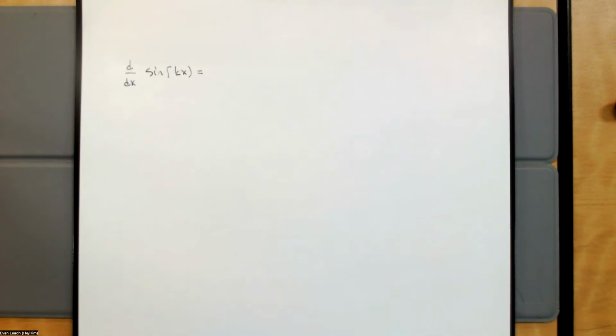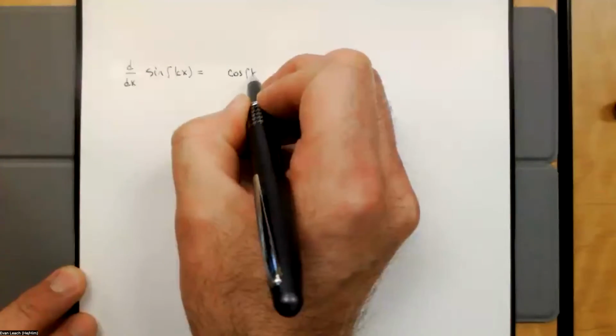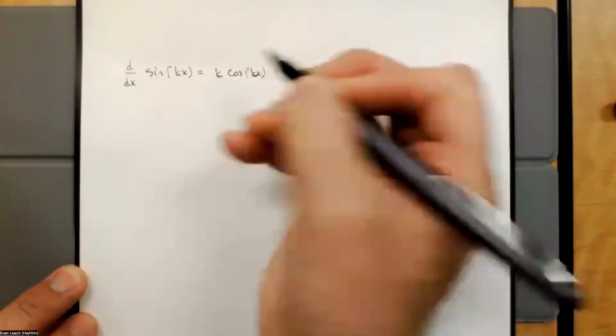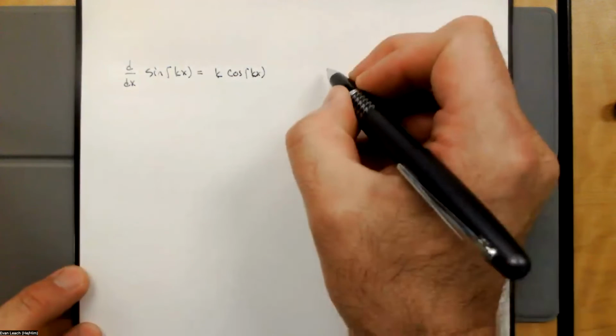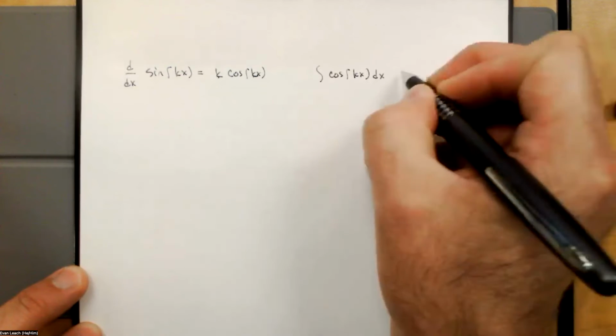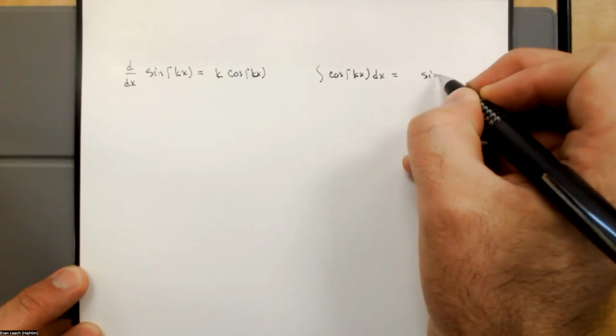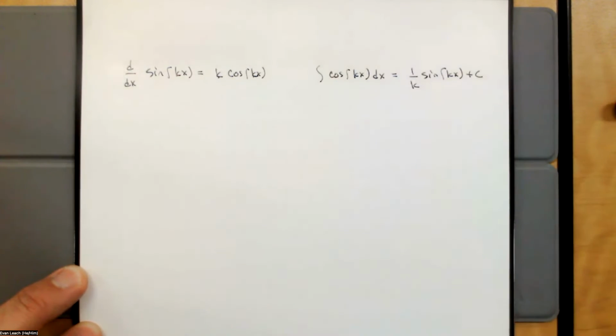There are a bunch more derivatives that we know. The derivative of sine of kx is cosine of kx times the derivative of kx, which is k. So if we invert this process, instead of multiplying by k, the constant, we'll divide by k, the constant. So the integral of cosine of kx dx is sine of kx divided by k, plus c for our constant of integration.